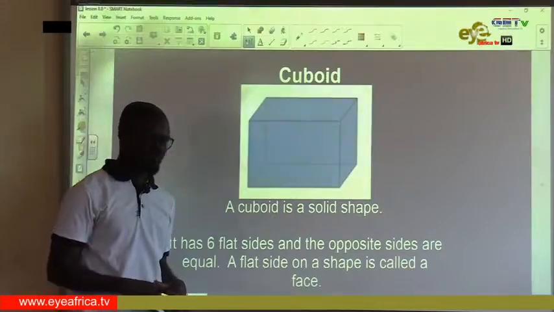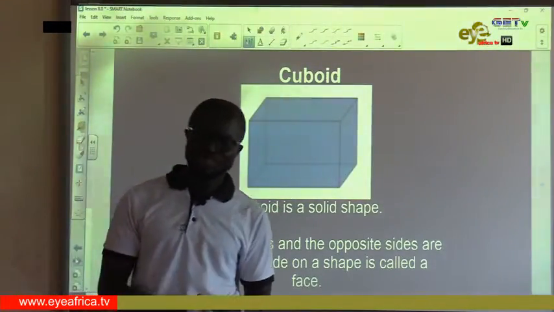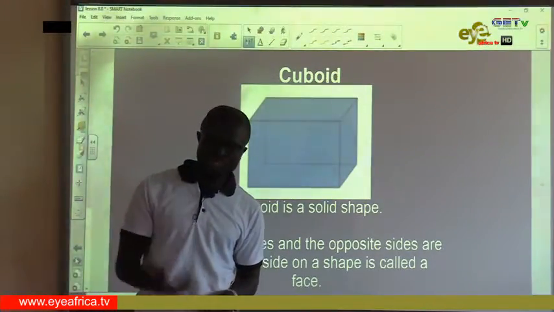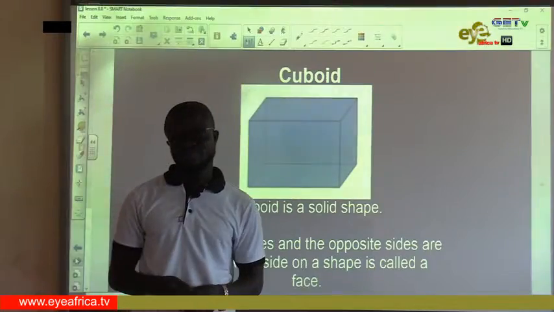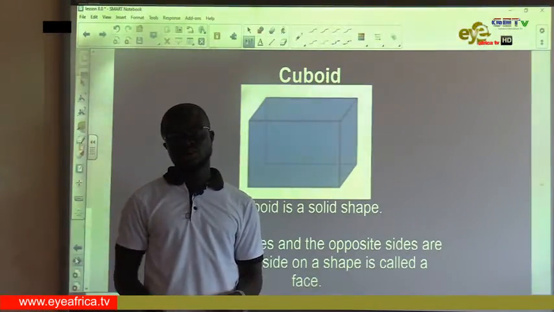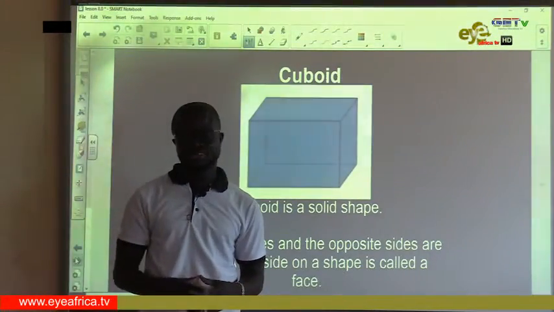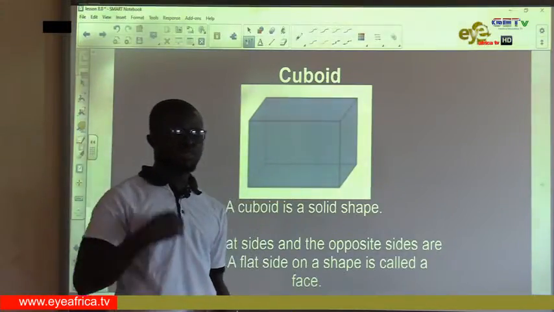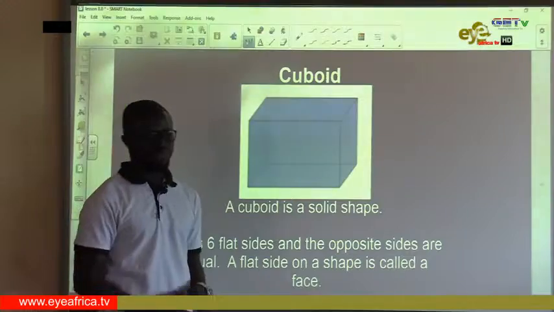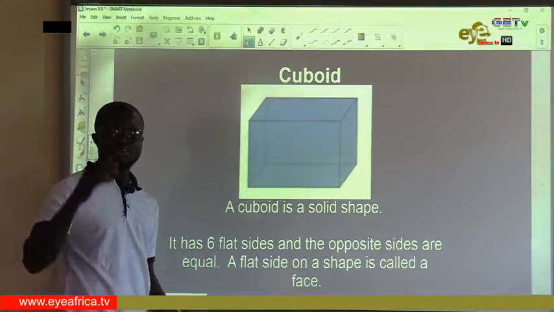What is a cuboid? A cuboid is also a solid shape. What type of solid shape is a cuboid? It is a solid shape with 3 dimensions. And these 3 dimensions are the length, the breadth, and the height. These 3 dimensions also qualify it to become what? A solid shape.